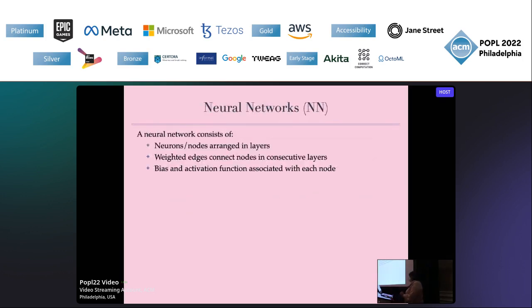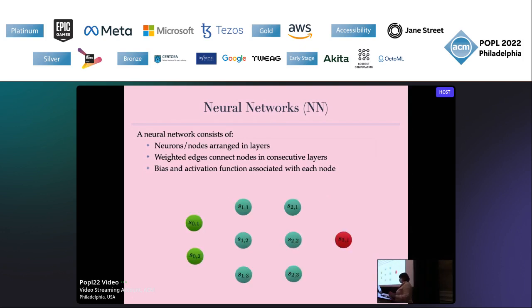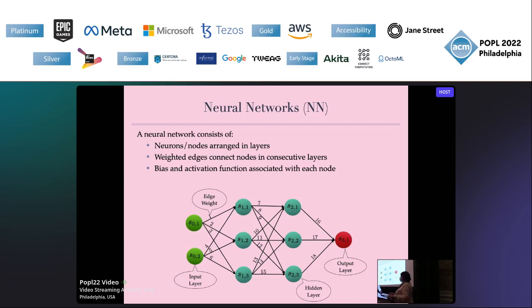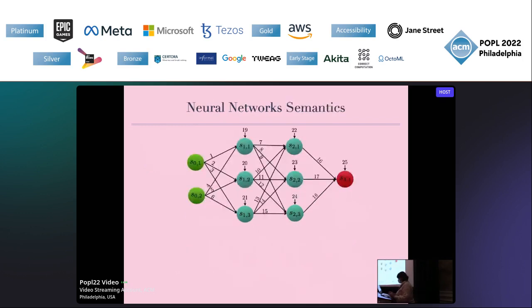All right, so we've all seen it, but here is a quick recap. A neural network consists of a set of neurons or nodes that are arranged in layers. The first layer is the input layer, and the last one is the output layer. And you have multiple hidden layers in the middle. And then there are edges between nodes of consecutive layers, and these edges are weighted. And finally, we have, with each node, a number which is called a bias, as well as an activation function. So I'll get into more details about these.